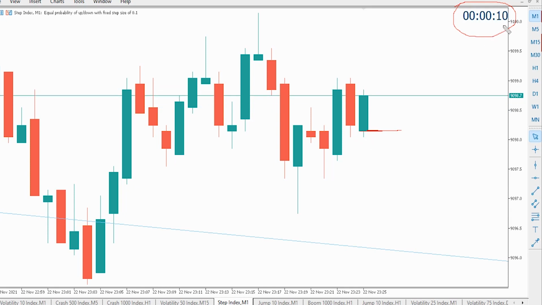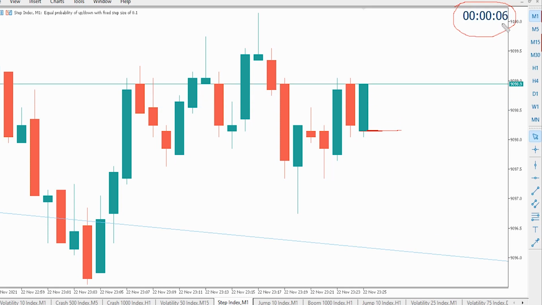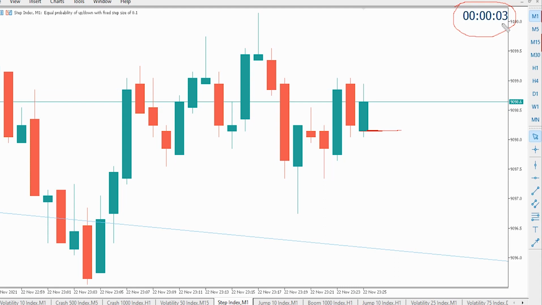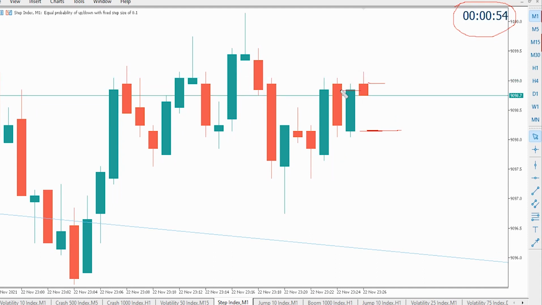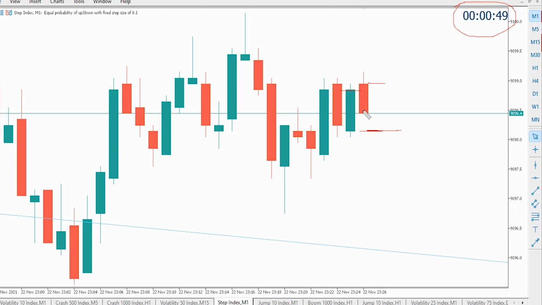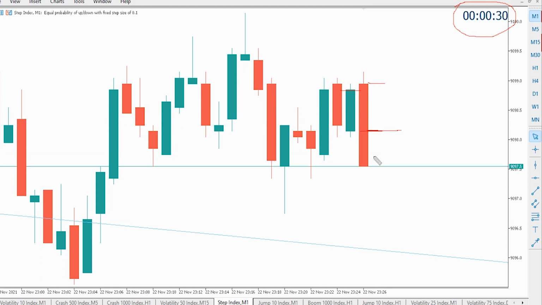So right now the timer says 9, 7, 5, 4, 2, 1. Another candlestick opens here, so this one closed here. You can see the price is below the open, we have a red candlestick. If the price goes above the open, we will see a green candlestick. With this I believe I've been able to explain to you how a candlestick is formed.